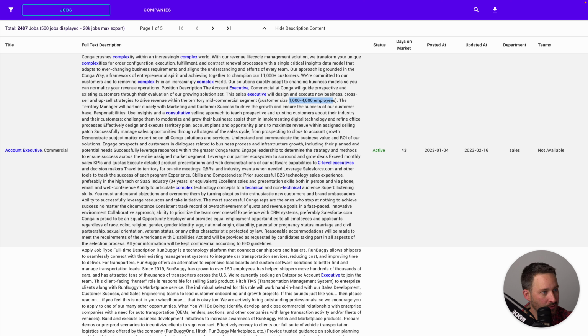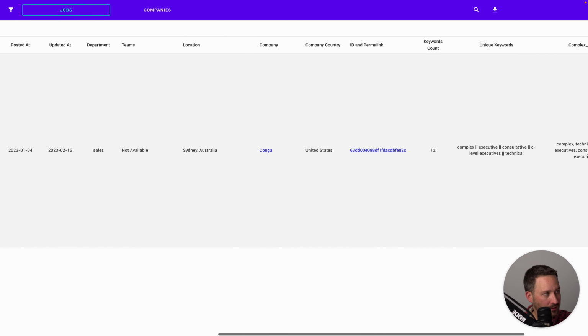C-level, technical and non-technical, complex industry, market segment, KPIs, decision makers, travel. Oh, that's like QBRs. Wow. Okay, so you can kind of see, even though we didn't get things like QBRs or opportunity plans, maximize revenue, a selling path, right? You can see, because we have found a lot of adjacent keywords, this is probably a pretty good fit for Trey here.